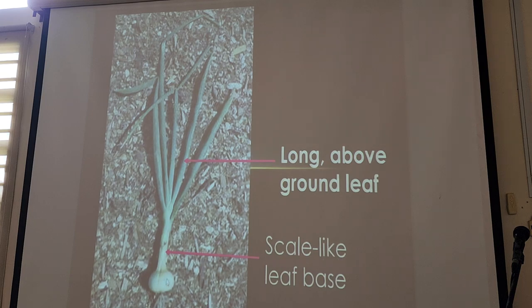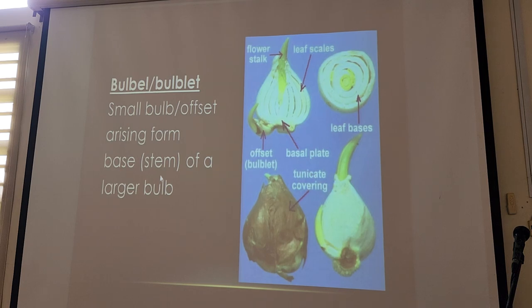So scale like leaf. So this is still leaf, okay, but it's fleshy. And then when it grows bigger, you will have this long above ground leaf. Sometimes you get this bulbil or bublet. This is the small part of it. Usually it happens for garlic. You have your bulbs and then something smaller coming out of it. This is an offset. So this is synonymous, okay. But still, it has the basal plate.